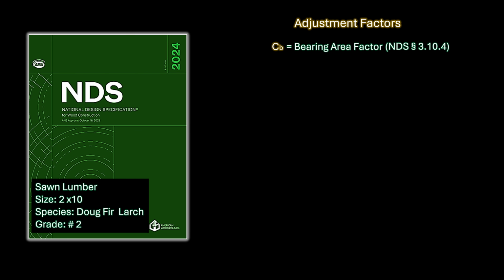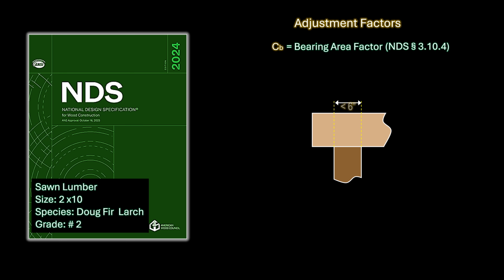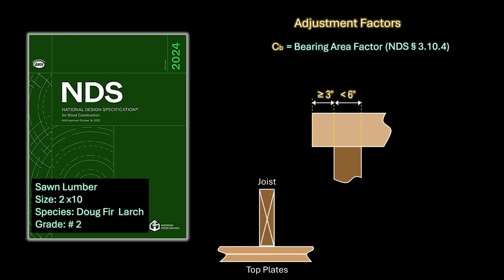The next adjustment factor is the bearing area factor, which is denoted as CB, which is used to adjust compression perpendicular to grain. The bearing area factor requirements for sawn lumber are provided in Section 3.10.4 of the NDS. The NDS allows bearing area factors that are greater than 1 for bearings that are less than 6 inches and not less than 3 inches from the end of a member. If we consider the top plates, we can see that the top plates will extend on both sides beyond the joist. Therefore, we can use a factor greater than 1 when considering the top plates.